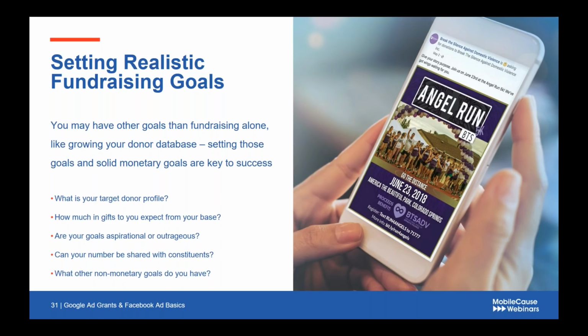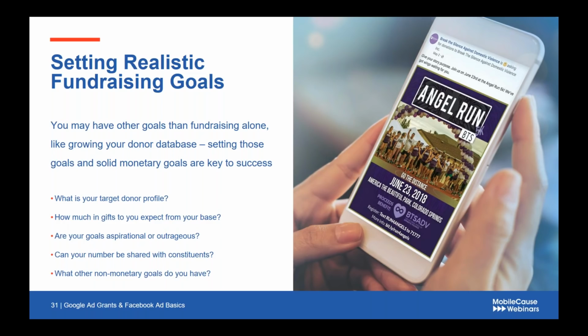A few things can help drive your goal setting. Look at your target donor profile: in the most successful fundraising initiatives that you've done, what was the average donor demographic, age, location, income, etc.? Interests also play a big role in that. And it's good to be ambitious. You always want to be ambitious, but it's good to have some bearing on what you can actually achieve.